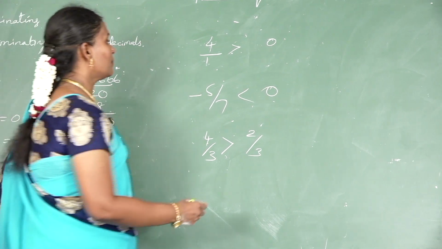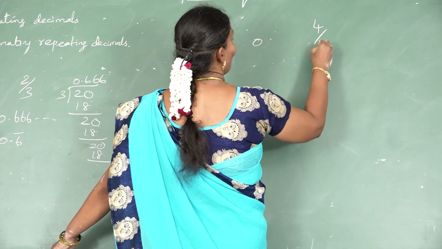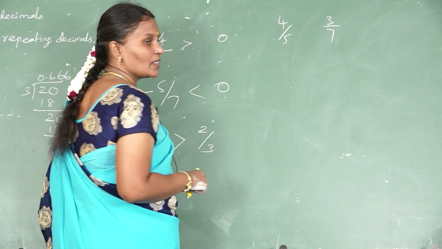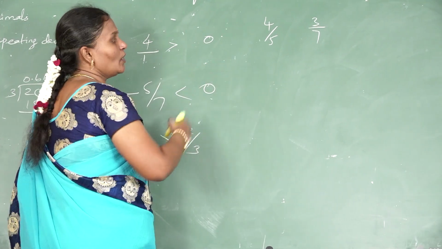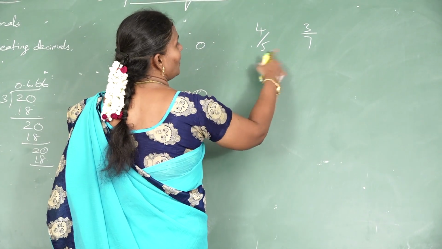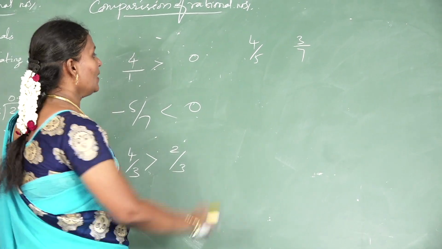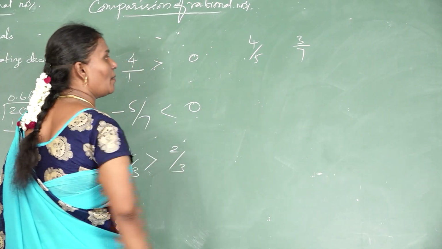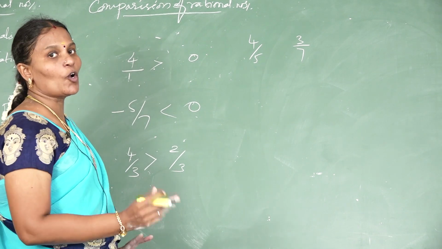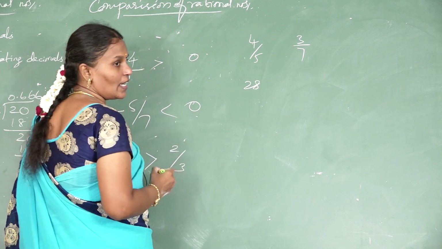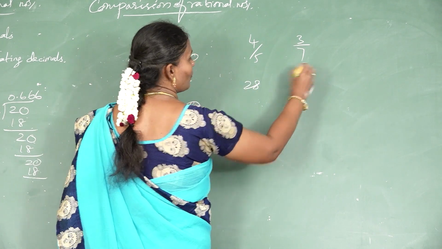Suppose now you take 4 by 5 and 3 by 7. Now compare these two numbers. How do you compare? See, the denominators are not the same, so you have to take the LCM. But here 5 and 7 are co-prime numbers, so you just cross multiply. 4 7s are 28 and 5 3s are 15.